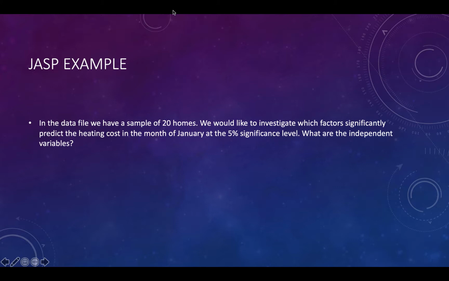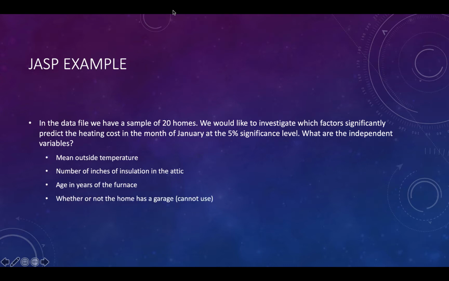In the data file, we have a sample of 20 homes. We would like to investigate which factors significantly predict the heating cost in the month of January at the 5% significance level. What are the independent variables? You may be looking at the data file right now, and if we want to predict cost, that would be our dependent variable, and then what remains is mean temperature outside, the number of inches of insulation in the attic, the age in years of the furnace, and whether or not the home has a garage.